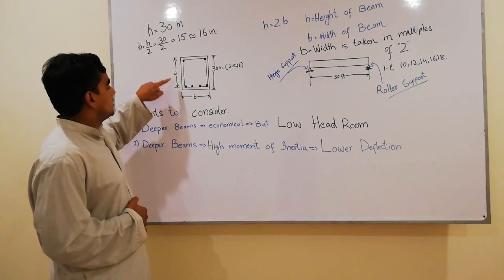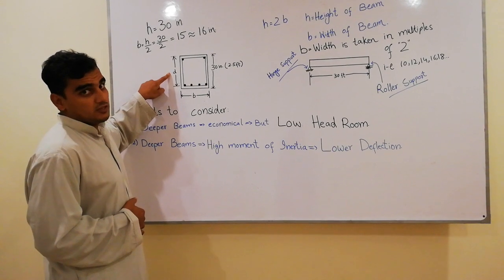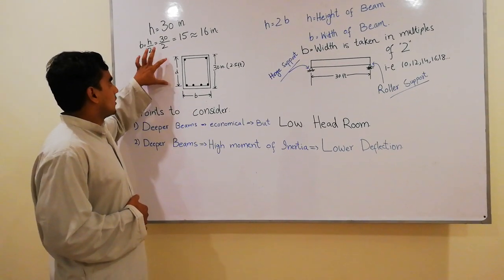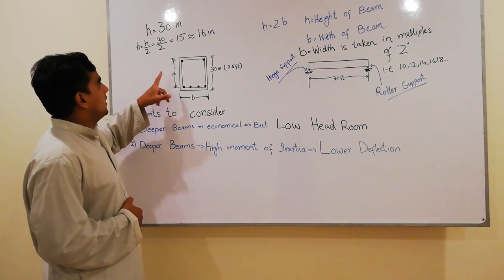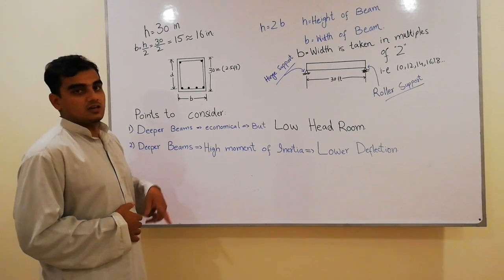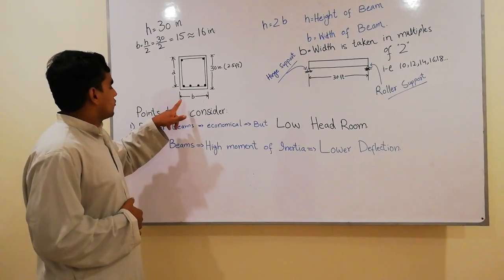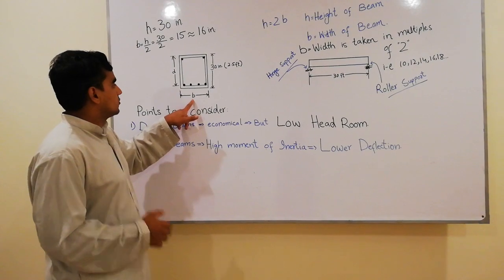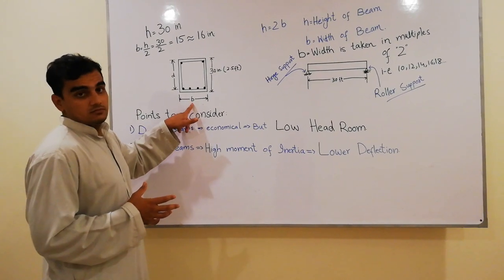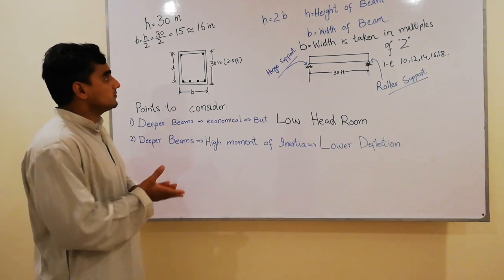And this d is actually the effective depth of the beam, and we are going to cover this effective depth and the rest of the topics in the coming lectures. And for now, we have the breadth of the beam as shown over here as b.